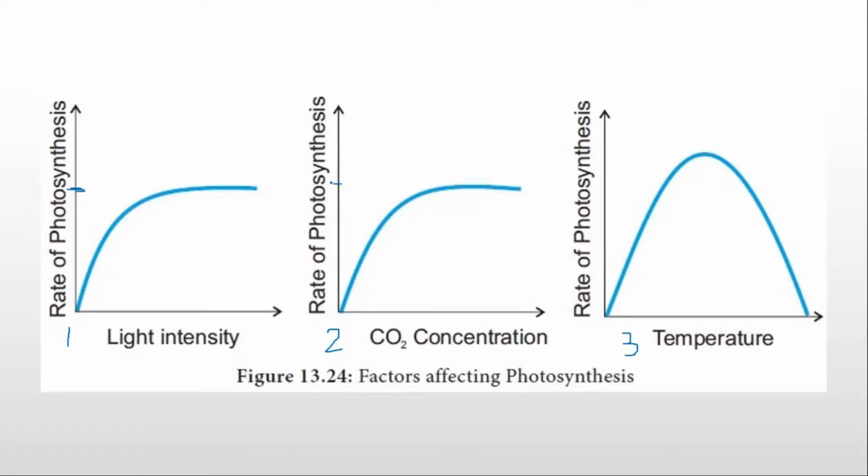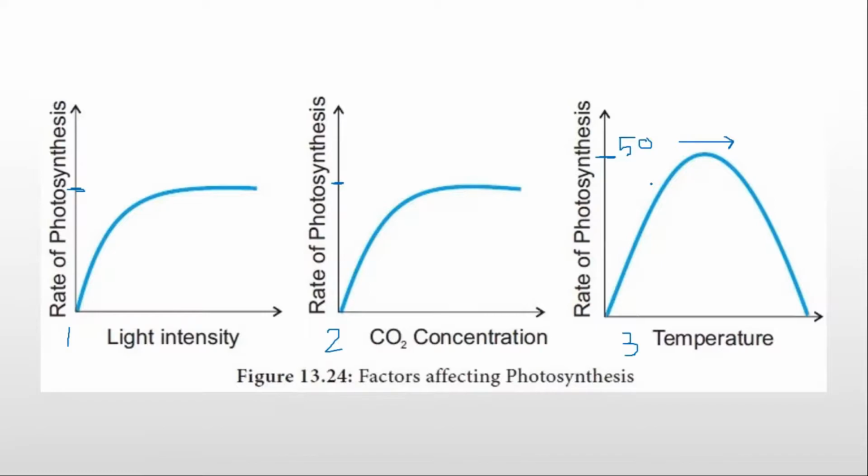Same is the case when the plant has absorbed the maximum concentration of carbon dioxide, it reaches a point where it doesn't need any more. Same is the case with temperature: the rate of photosynthesis increases up to a certain temperature, let's say 50. Beyond that, the rate of photosynthesis would start to decrease again.